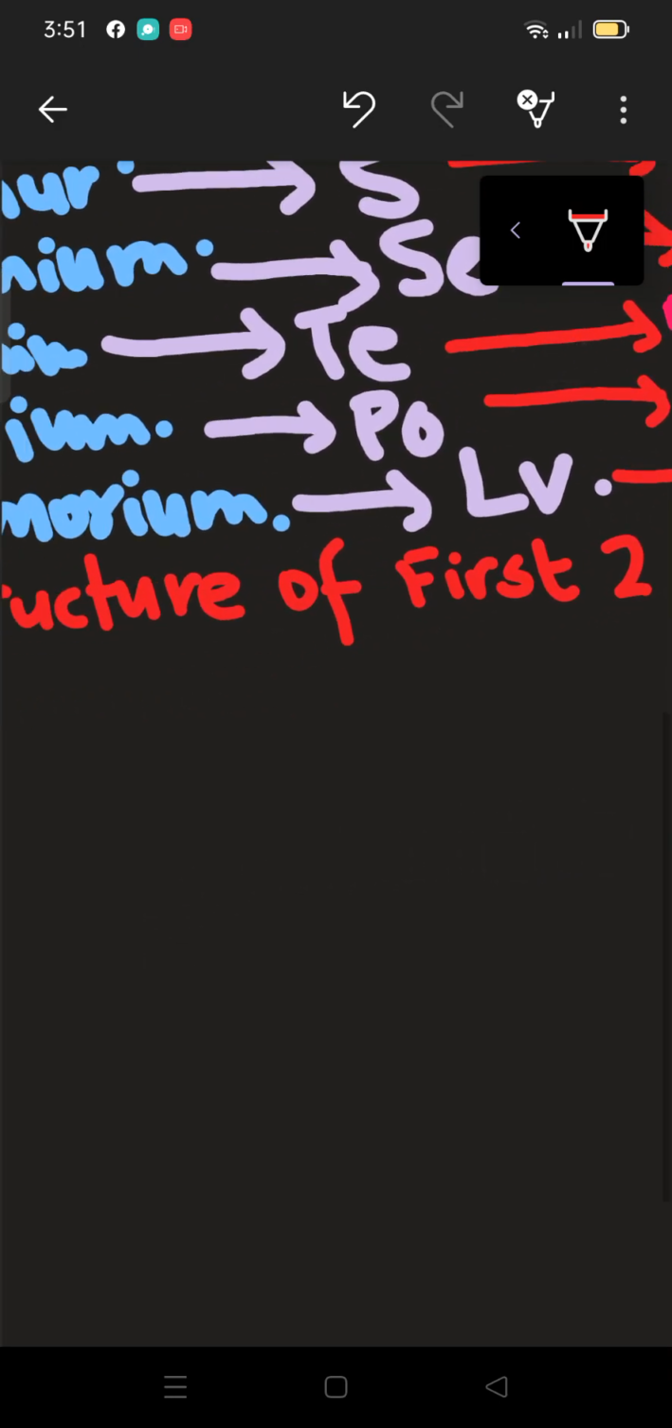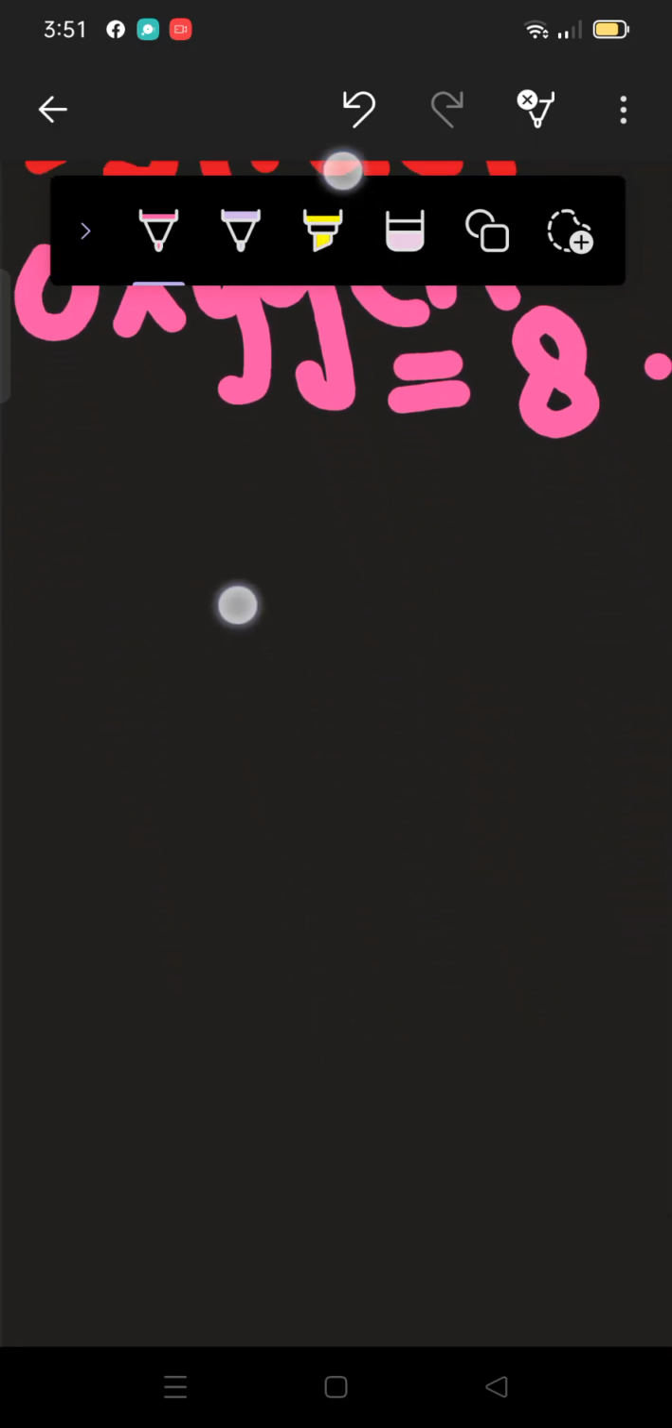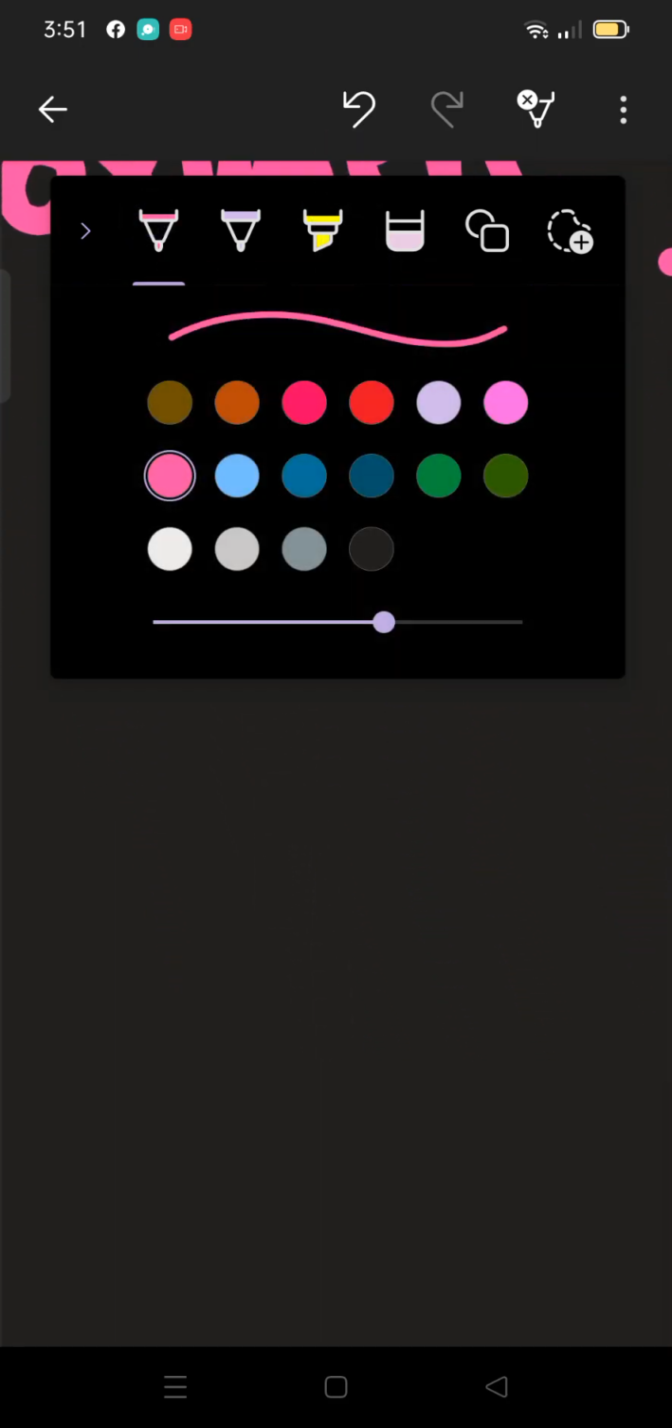Alright, so oxygen. First of all, we are going with oxygen because oxygen is the first element of the 6th group. So here I am going with the oxygen. Oxygen has an atomic number of 8. So I am going to make the structure here.